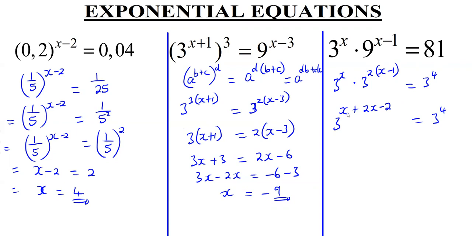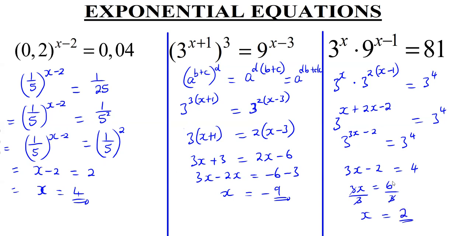Now here, x plus 2x is going to be 3x. So it is 3 to the power of 3x minus 2, equal to 3 to the power of 4. Then 3x minus 2 is equal to 4, because once the bases are the same, we don't need to stress much. Here, 3x will be equal to 4 plus 2, which is 6. Then we divide by 3 here, by 3 there, we cancel there. x is going to be equal to 2, because 3 goes into 6 two times. Okay, that's your final answer like that.